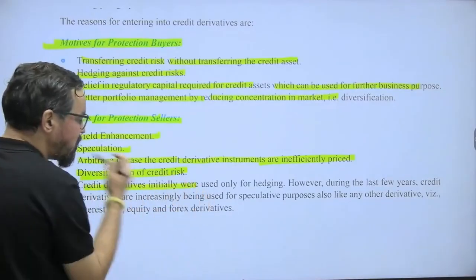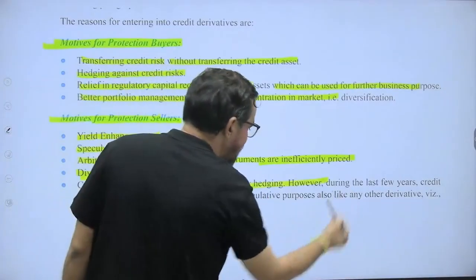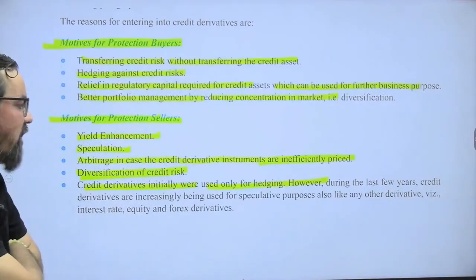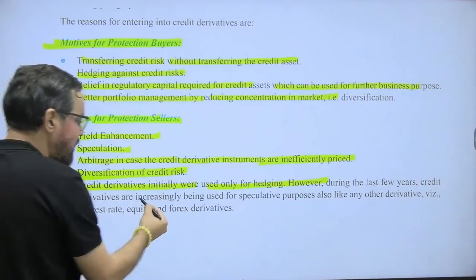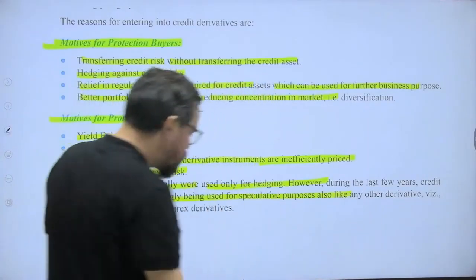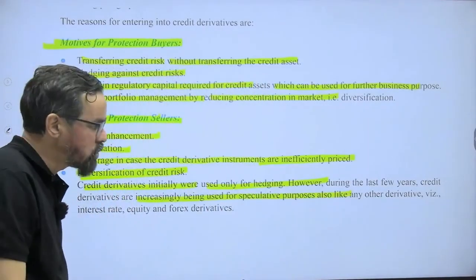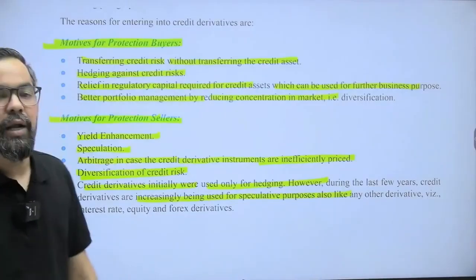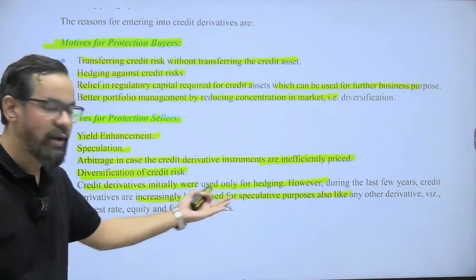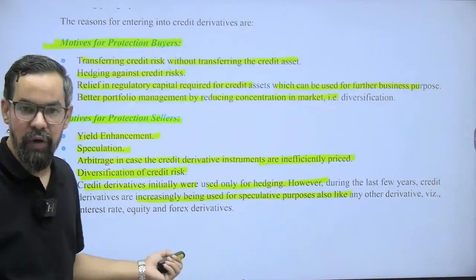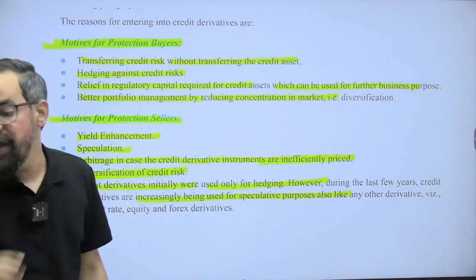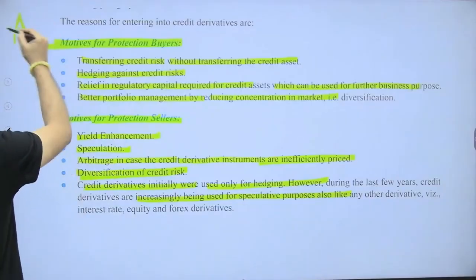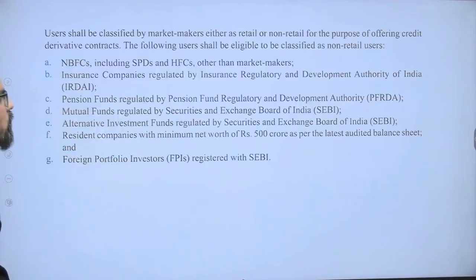Credit derivatives were initially used only for hedging purposes or to minimize risk. However, in the past few years, credit derivatives are increasingly being used for speculative purposes. Also, like other derivatives such as interest rate, equity, and forex derivatives, nowadays these are getting traded as another form of derivative. Very, very important part, guys. So please do revise this and remember this. Okay, this is definitely going to help you.